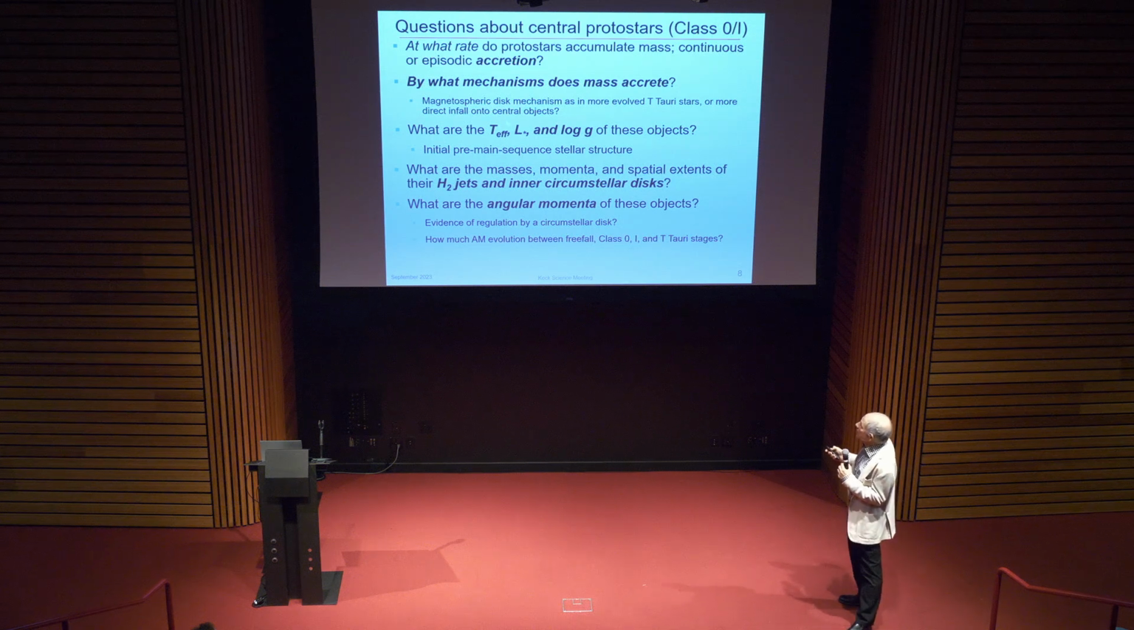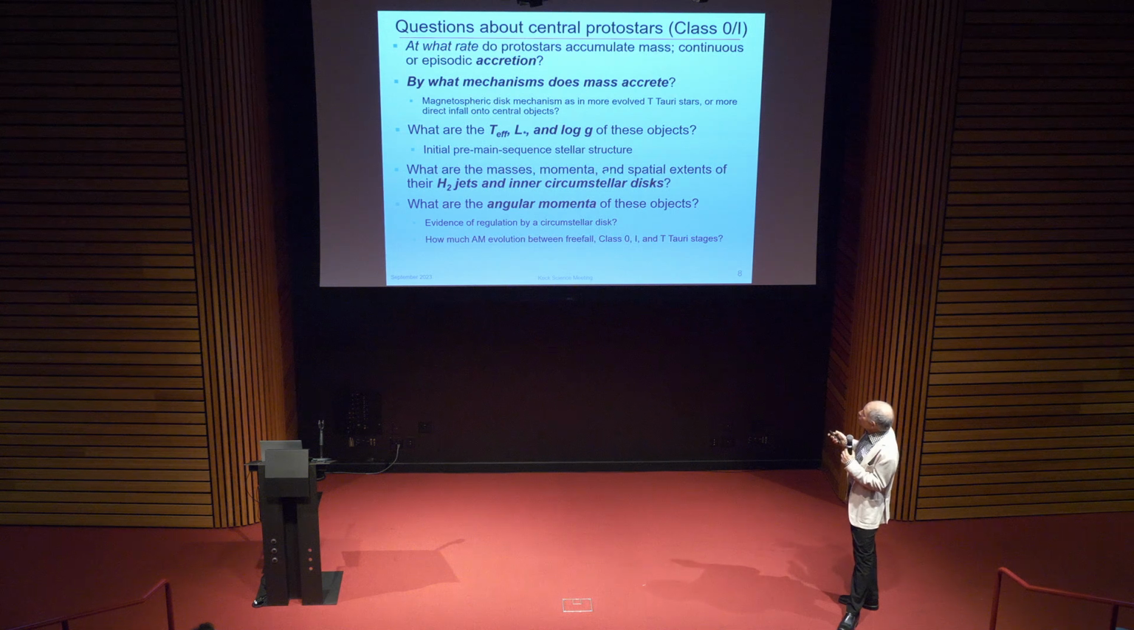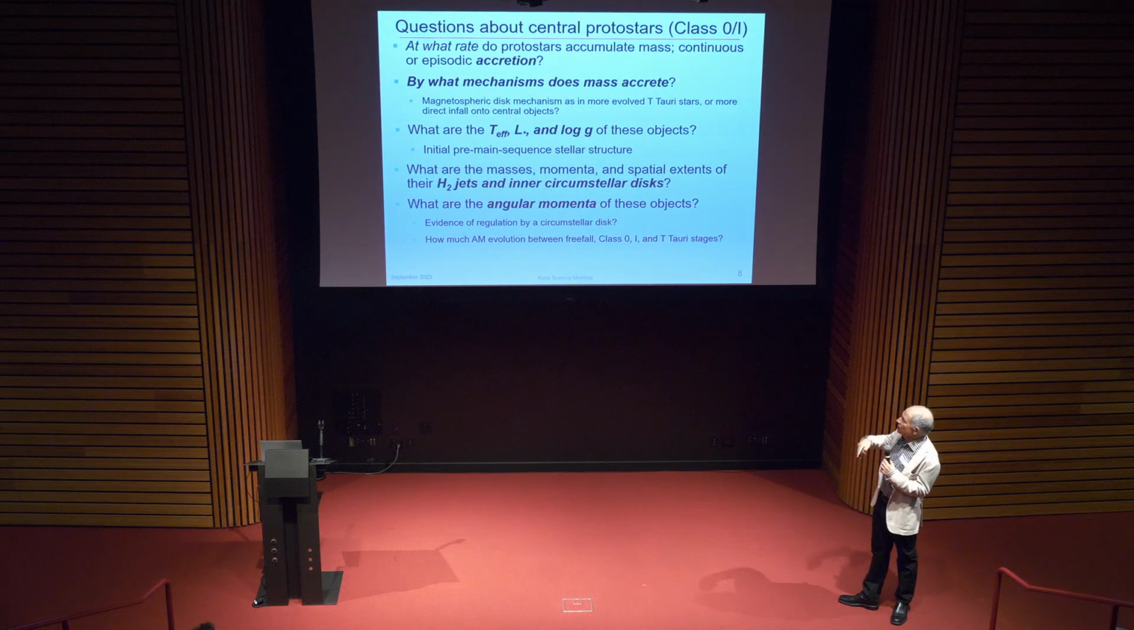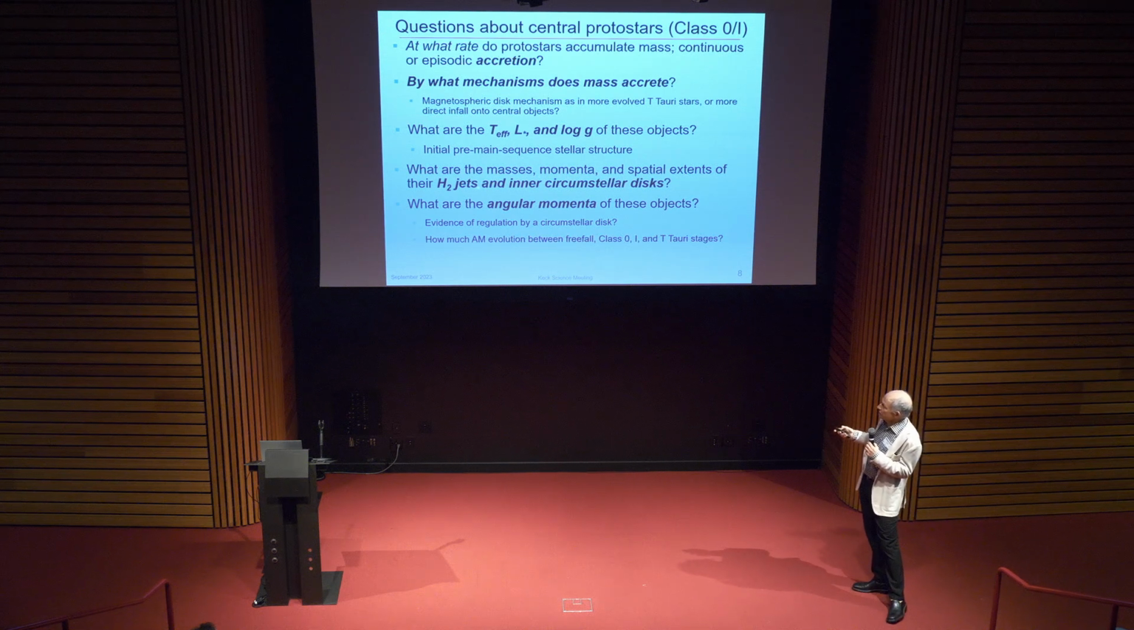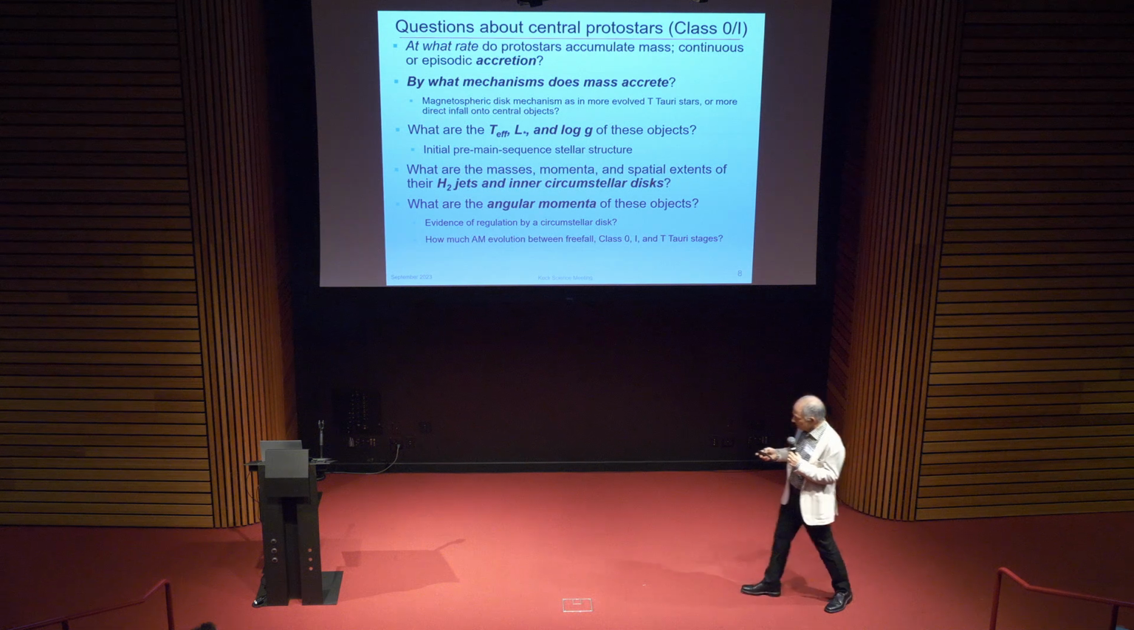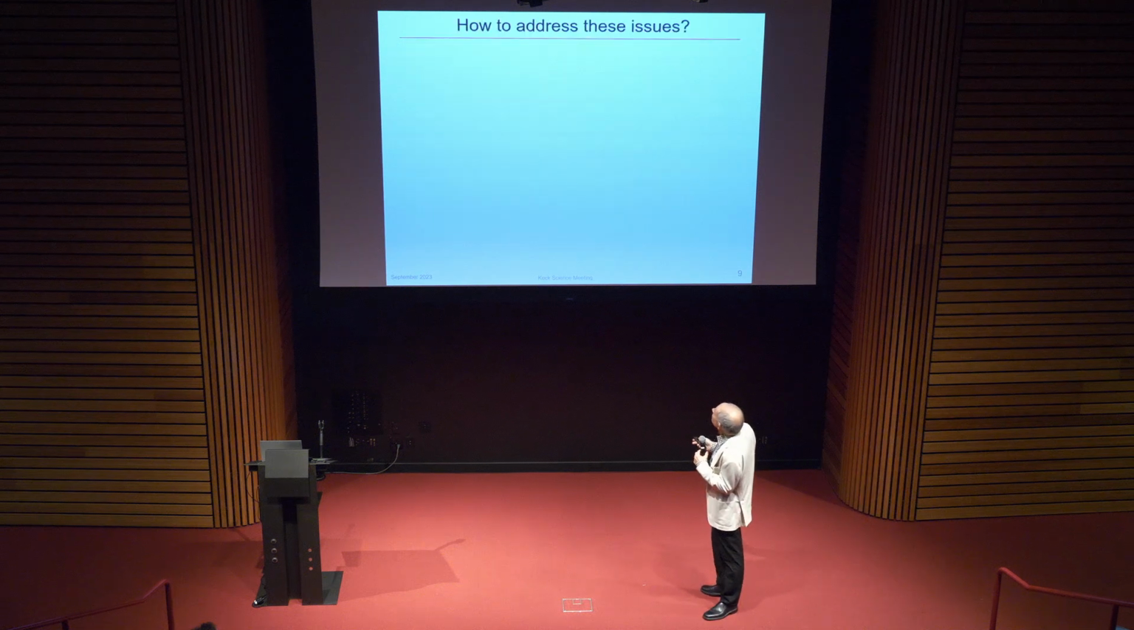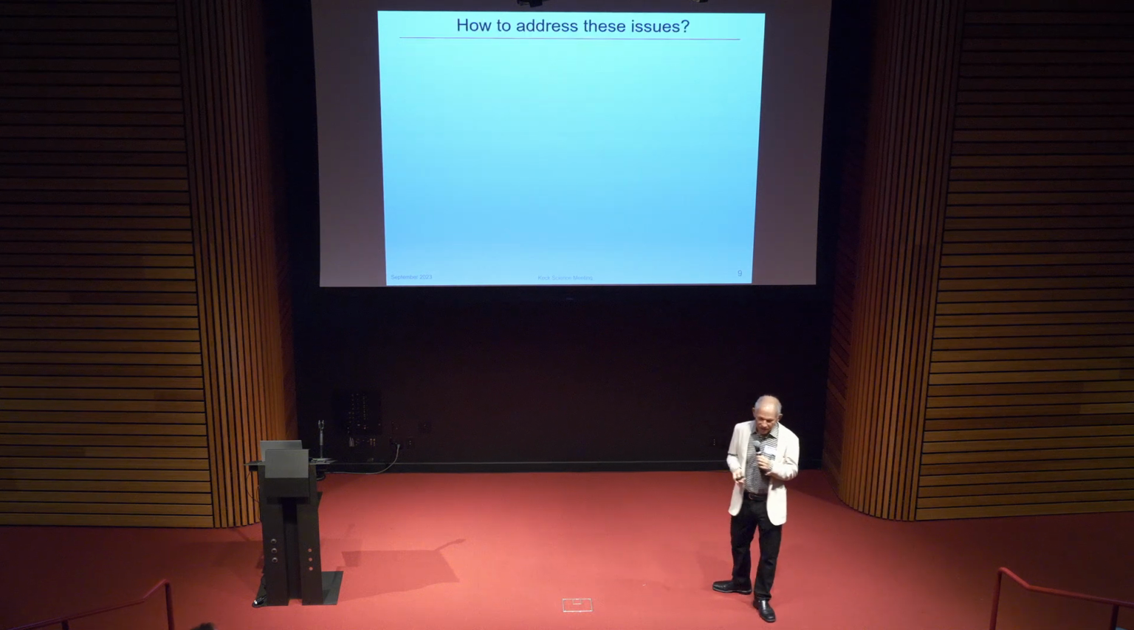Can you actually measure effective temperatures, stellar luminosity, log g? And what about the circumstellar material? What about these jets that are driving things out, and the inner circumstellar disk? How can we see if there's accretion happening from the disks? How does the angular momentum evolve? So, how are we going to address these issues?